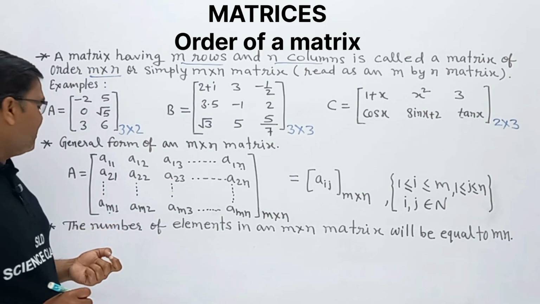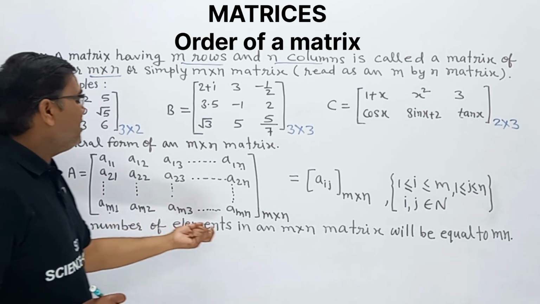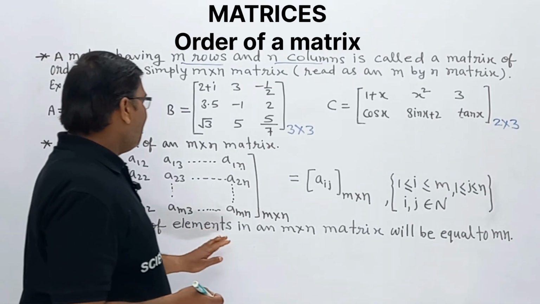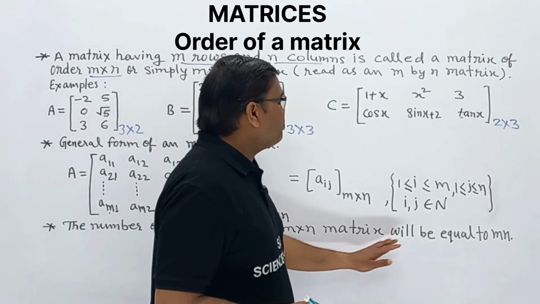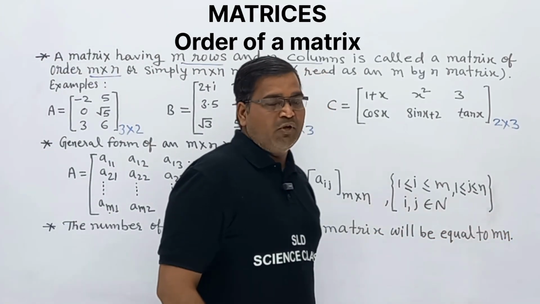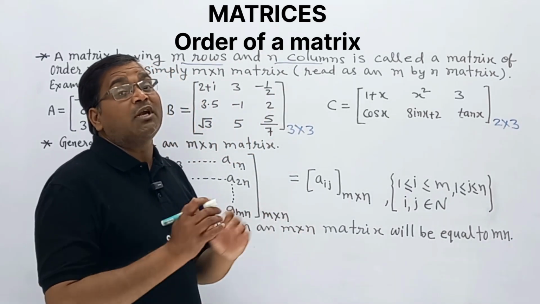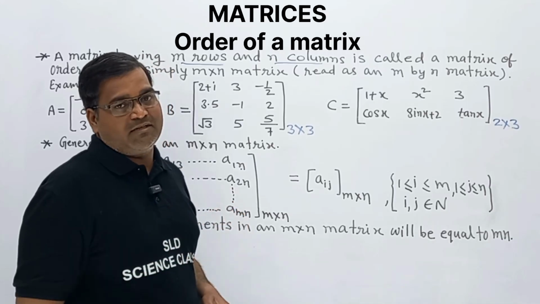Finally, one point: the number of elements in an m by n matrix. The number of elements in an m by n matrix will be equal to m into n. Once we multiply m and n, we get the total number of elements in that matrix.